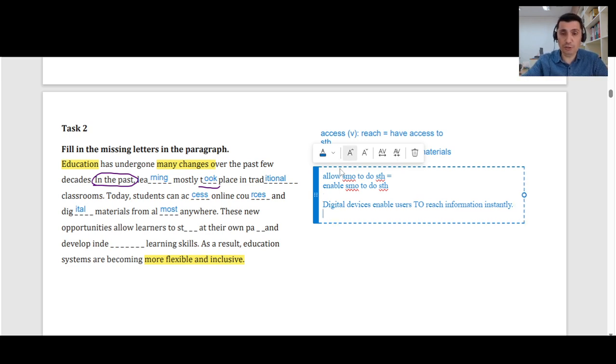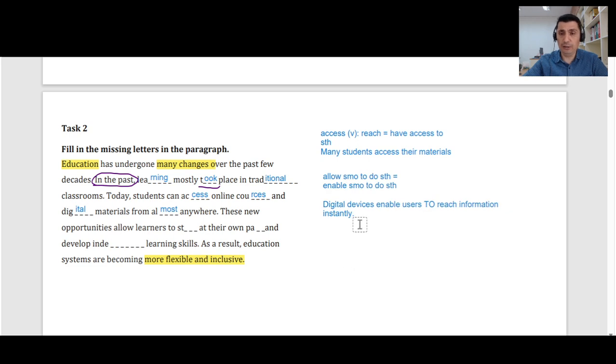You can use these two structures in your writings as well. These are very good structures to use. So here, if we go back to our question, these new opportunities allow learners to verb one, of course, to study. Okay, so allow learners to study at their own pace. Now, again, pace might be a little bit of a difficult vocabulary item for some people. So pace is a noun and it's the same as speed actually. But it's more like a fixed expression.